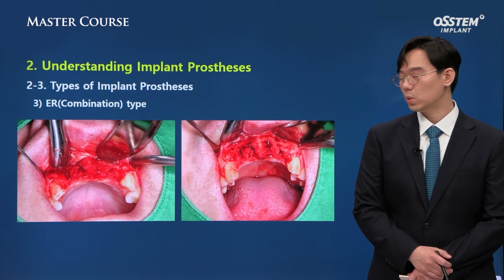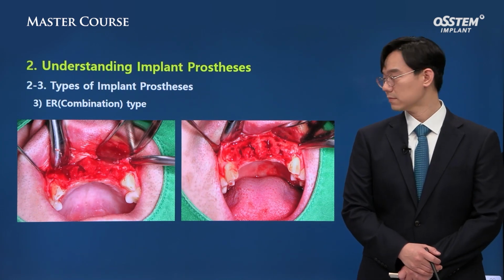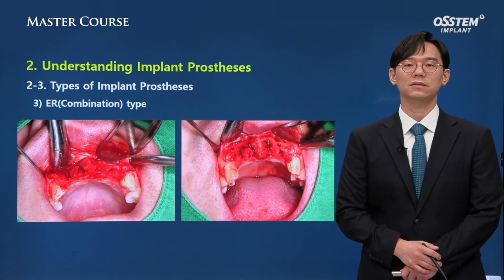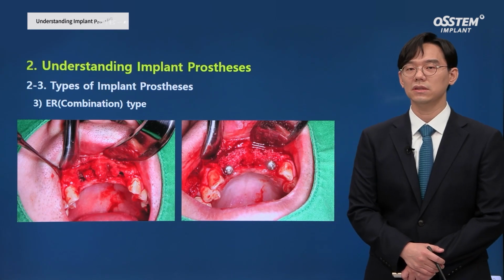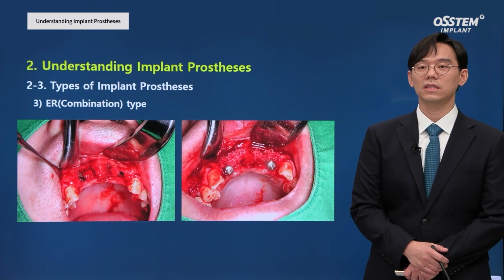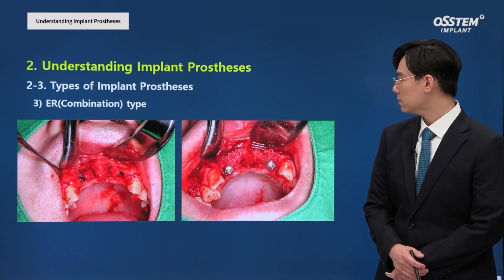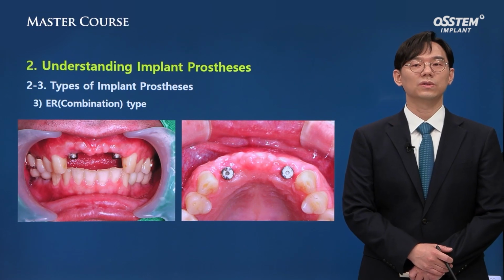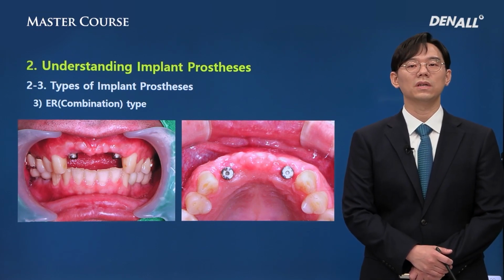Upper anteriors, 4 of them were extracted, and 8 weeks later, implant surgery was performed. You can see a lot of defect in bone, and in the lateral incisor area, implant was placed. In the area where bone is lacking, xenograft and resorbable membrane was used for contour augmentation. The screw hole direction was palatal, so ideal. An ER type prosthesis was fabricated.